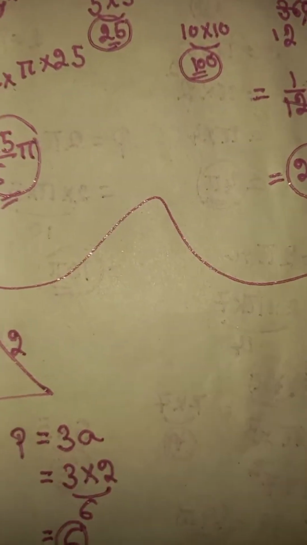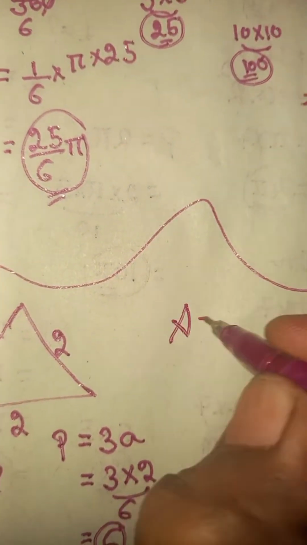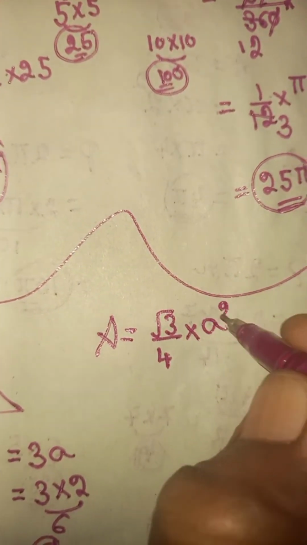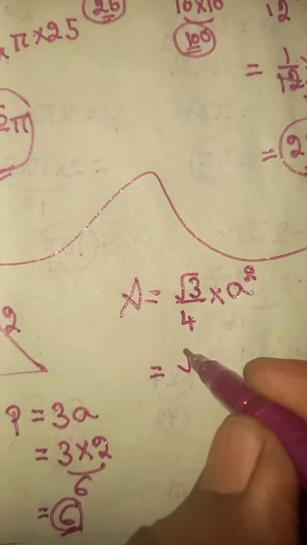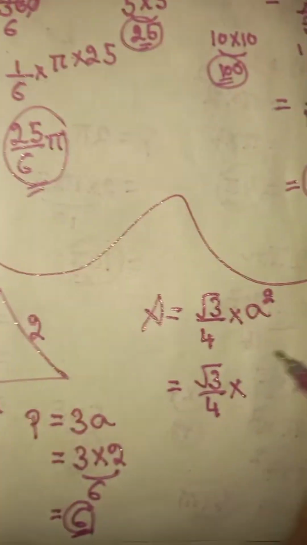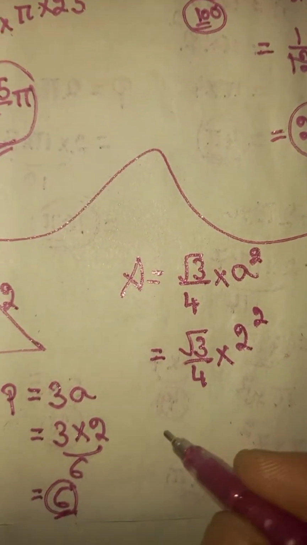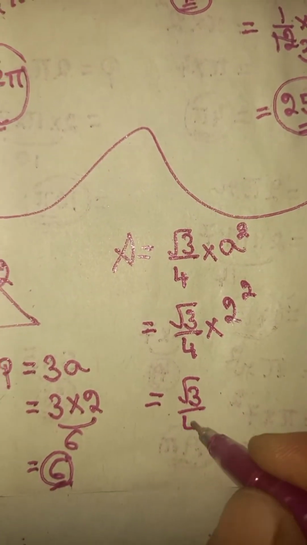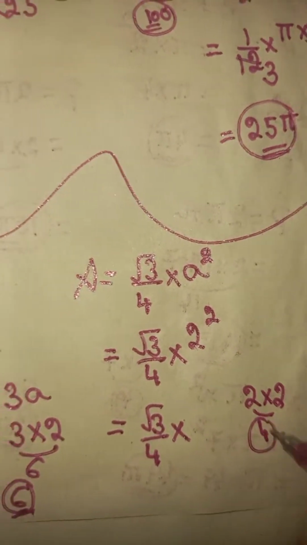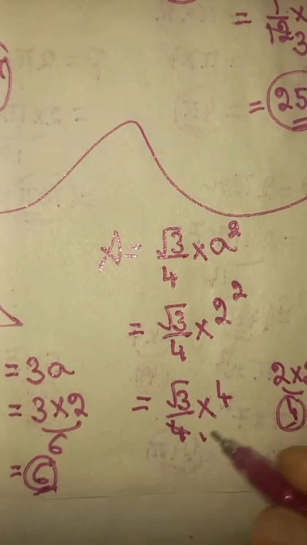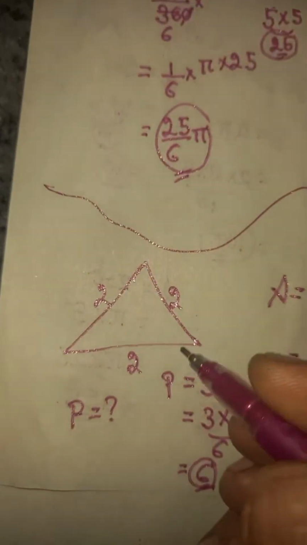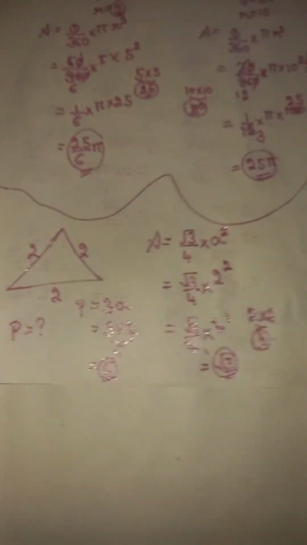Let's find the area. Area of an equilateral triangle can be found as root 3 by 4 times a square. That means root 3 by 4 times the side length square, that is 2 square. 2 square is 2 times 2, which is 4. So root 3 by 4 times 4, 4 1 times, 4 1 times. Root 3 square units is the area of this triangle.